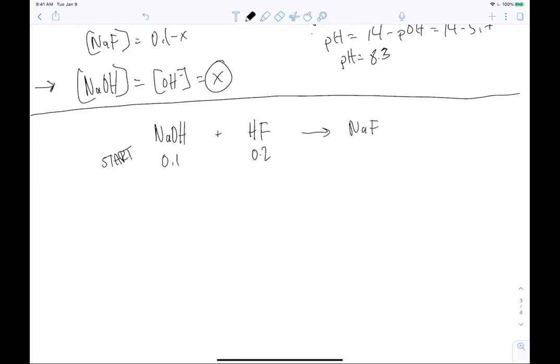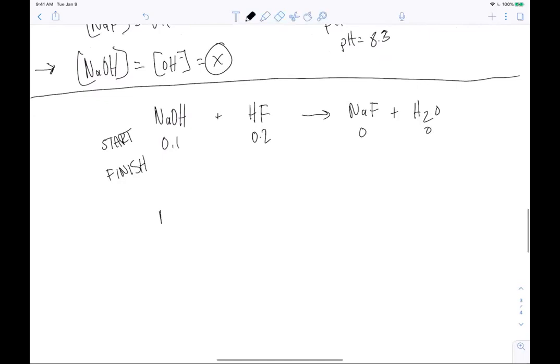So again, as somebody asked before, we assume that this goes to completion in the first step. So you think of this as being a stoichiometric reaction, just in a traditional sense of reactions. What's the finish? So at the end of this reaction, what do we have?